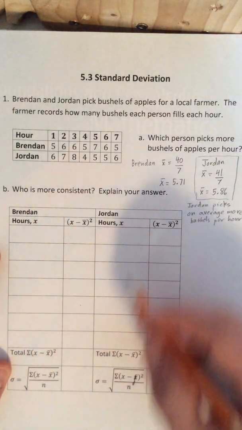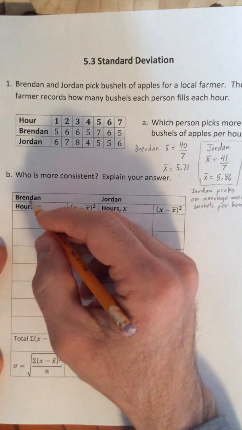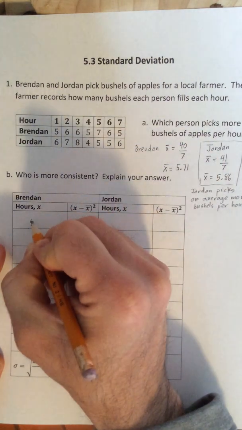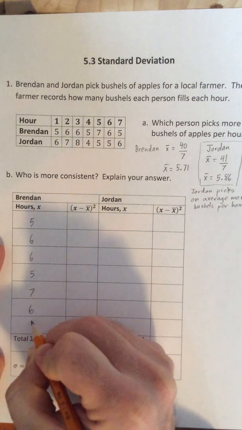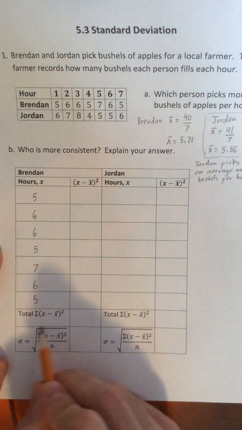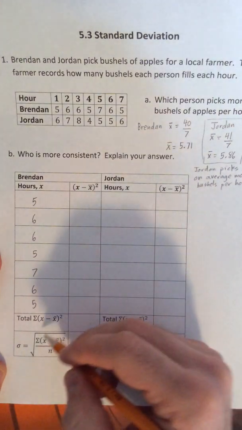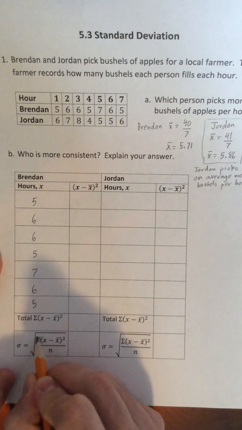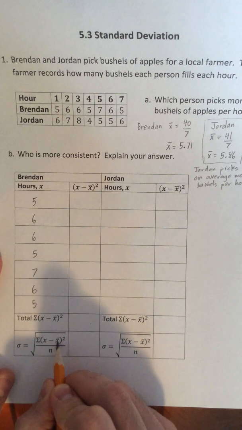So this is what we're going to do. We're going to use this table, which I've created already. In this first column under Brendan's hours, we're just going to write these hours here. So 5, 6, 6, 5, 7, 6, 5. Now the actual formula for calculating the standard deviation is down here, which we could just use, but it will be easier to use this table to get us to this point where we can put these numbers in the formula.